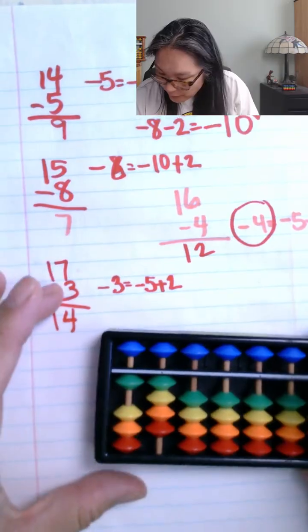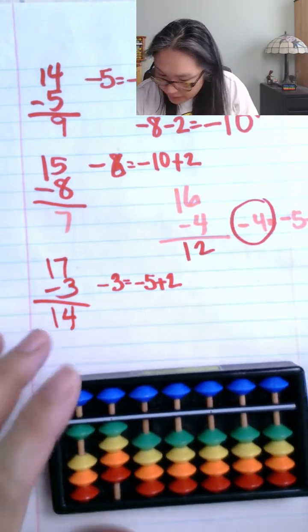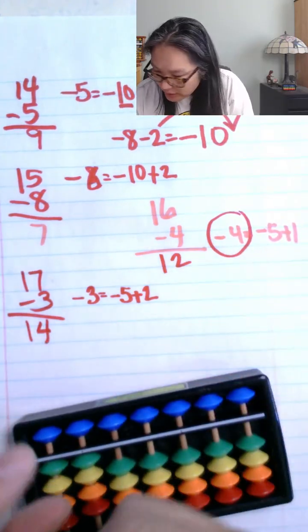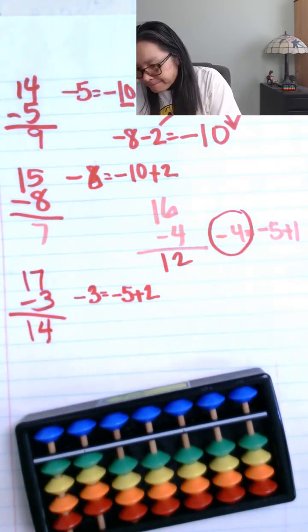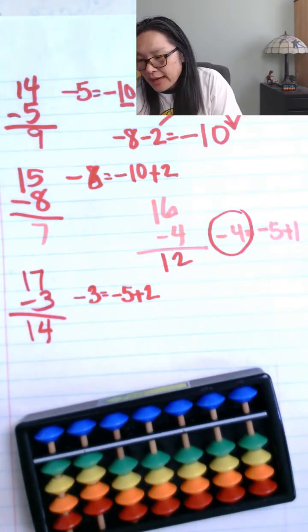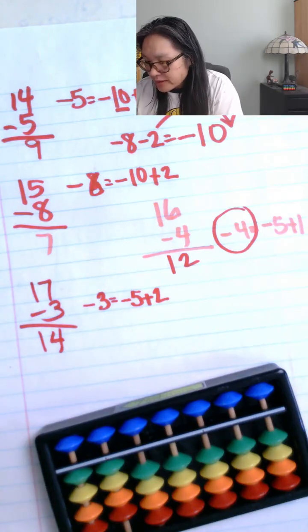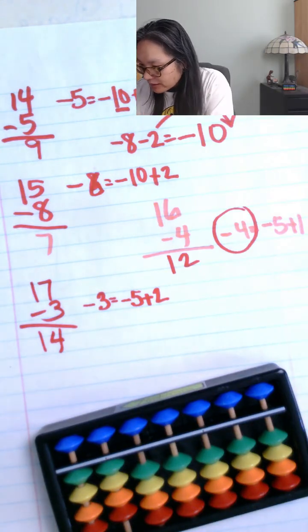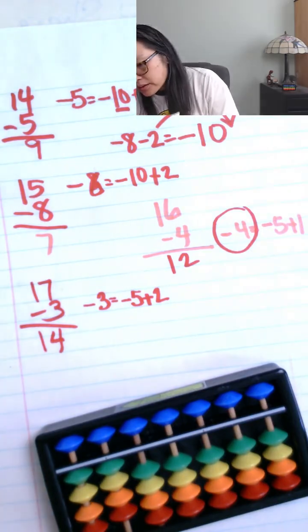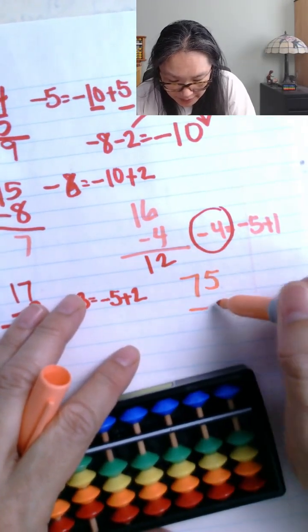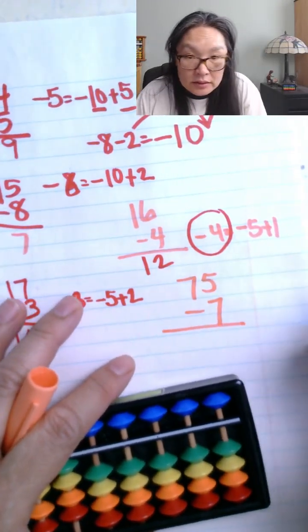Okay, so we can do another one. Let's do a bigger number. 75 minus 7. Same thing, right?